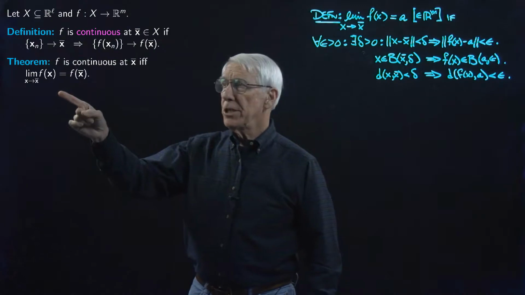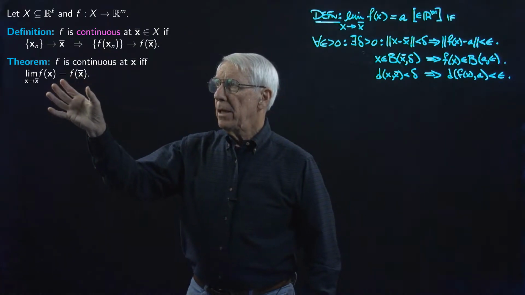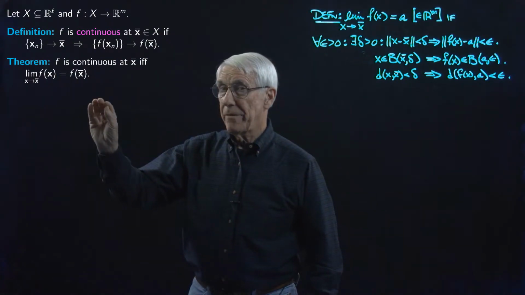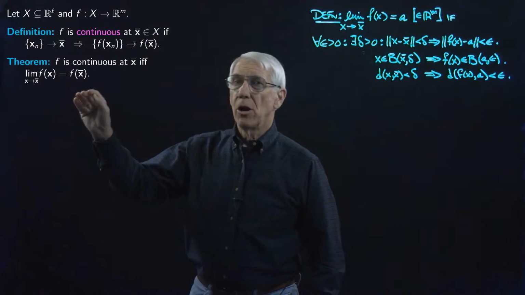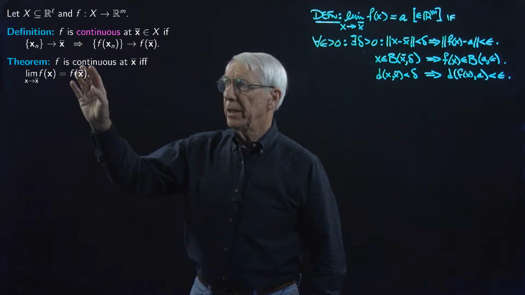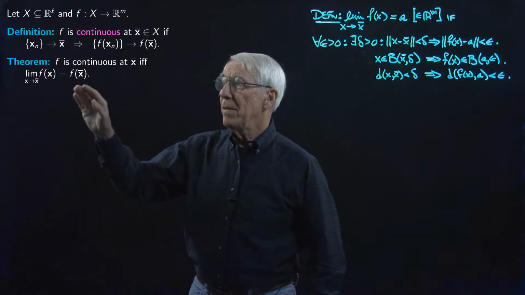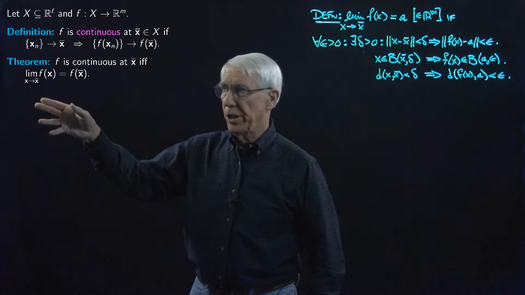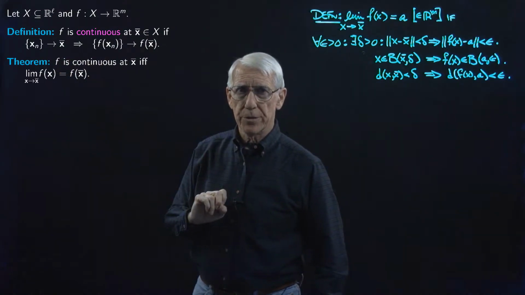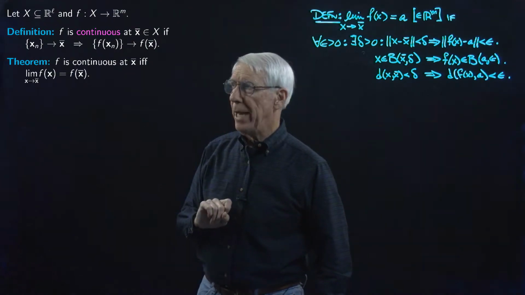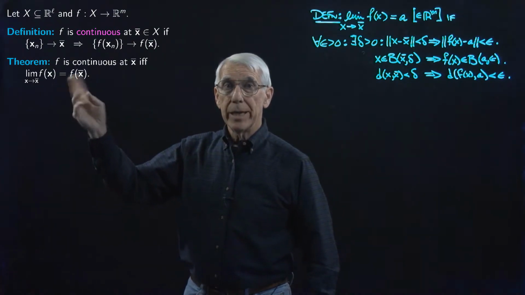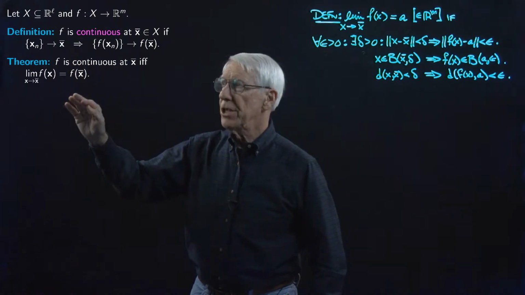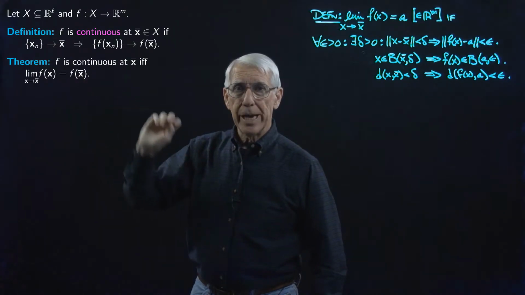So that means that the statement that the limit of f of x as x goes to x bar is f of x bar, that statement is an alternative definition of continuity, or to put another way, this theorem is a characterization theorem. It gives us an alternative characterization of continuous functions, being continuous at a point in the domain. So we now have two equivalent, it says if and only if, two equivalent definitions of a continuous function at a point in the domain.